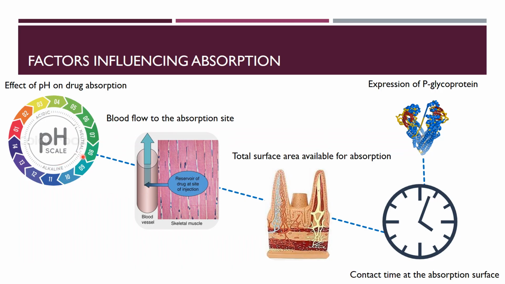There are five factors that affect absorption. Number one, effect of pH on drug absorption. Number two, blood flow to the absorption site. Number three, total surface area available for absorption. Number four, contact time at the absorption surface. And number five, expression of P-glycoprotein.